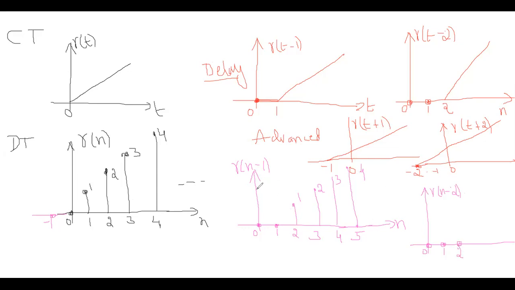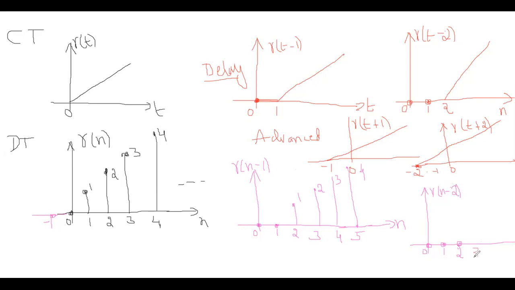Because see, this is a one sample shift. For this reference, it is a one sample only. Comparing r of n minus 1 with r of n, it is a one sample shift. Comparing r of n with r of n minus 2, it is a 2 samples shift.